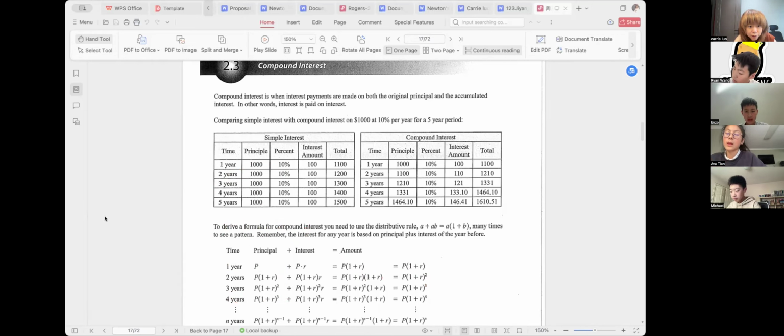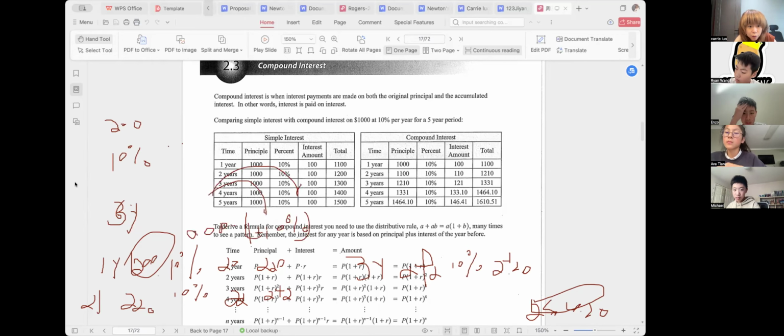Okay. So let's take a look at 242. 242 is 200 times 1 plus 10% to the power 2. Why power 2? Ava, because they're like 2 years. Get it, Michael? Okay, so 266.20 equals what? It's 200 times 1 plus 10% to the power 3.